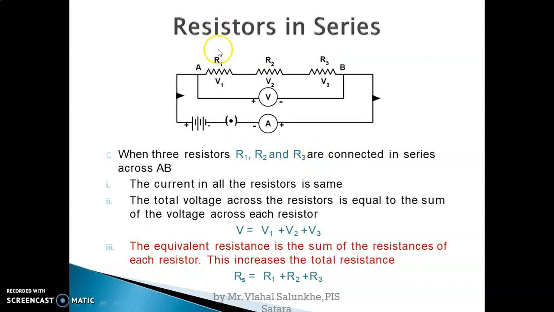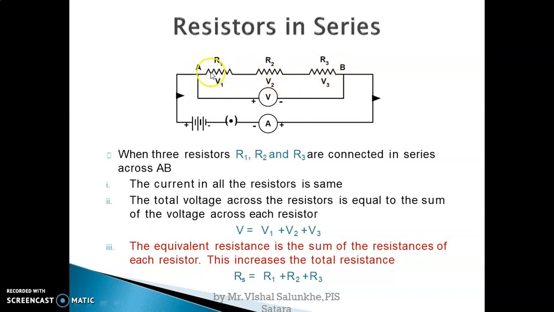As we know, resistance is a property of a material which opposes the flow of current. So what happens if you connect a number of resistors in series in the circuit? Here consider three resistors, R1, R2 and R3. All three are connected in series.